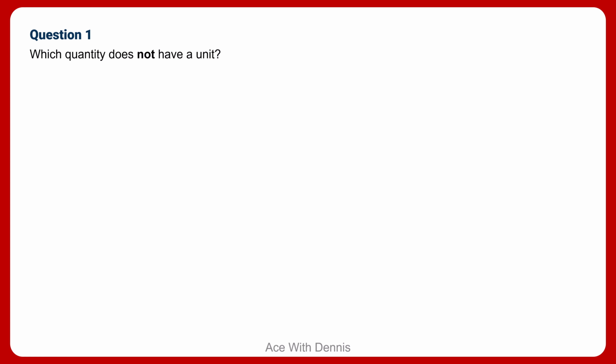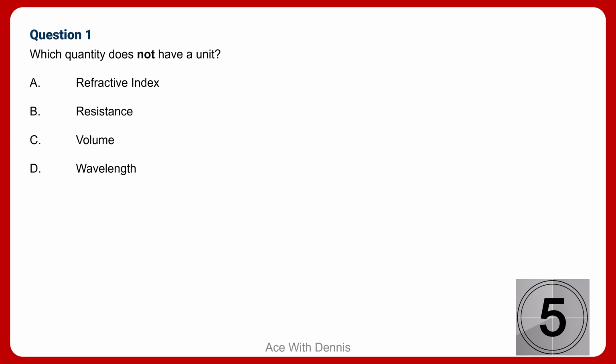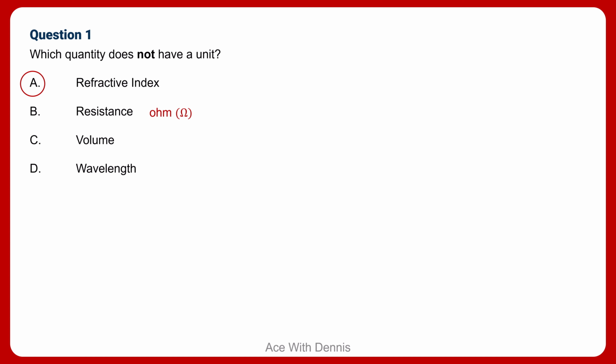Which quantity does not have a unit? A. Refractive index, B. Resistance, C. Volume, or D. Wavelength. The answer is A. Refractive index. The SI unit for resistance is ohms. The SI unit for volume is meter cubed, symbol m³. Wavelength is meter. For refractive index, the formula is n equals sine i over sine r, and it does not have a unit.